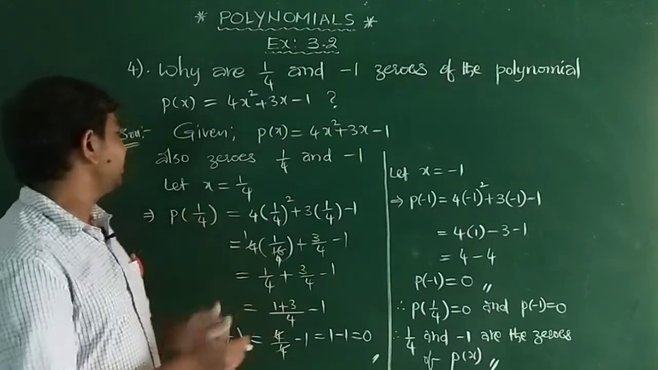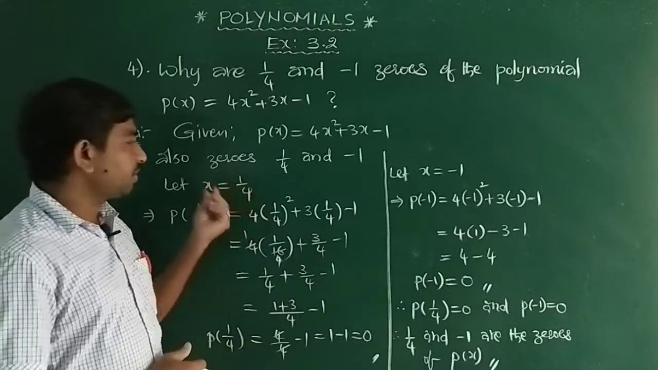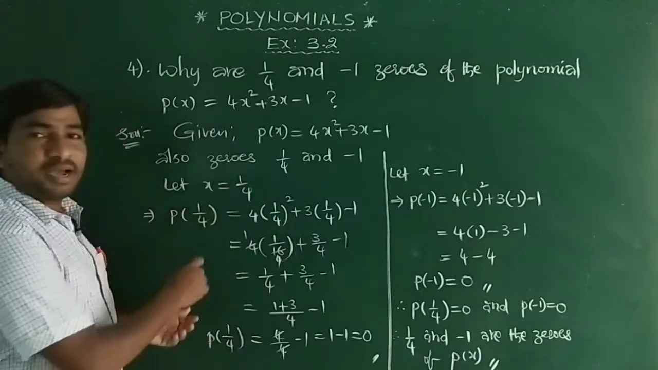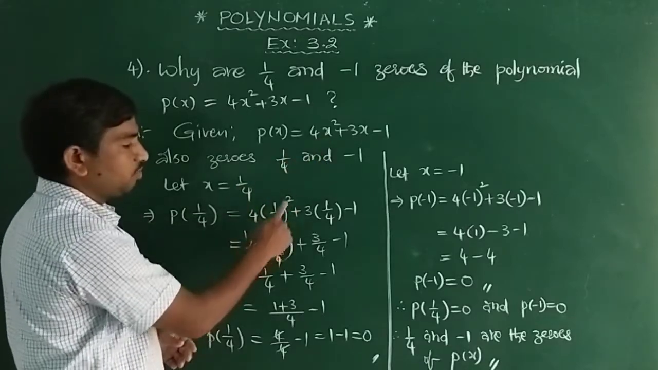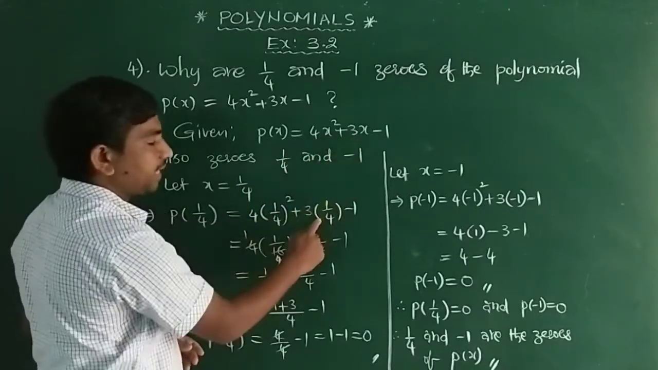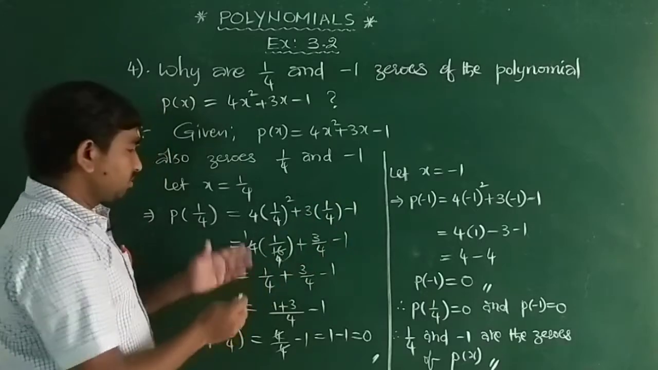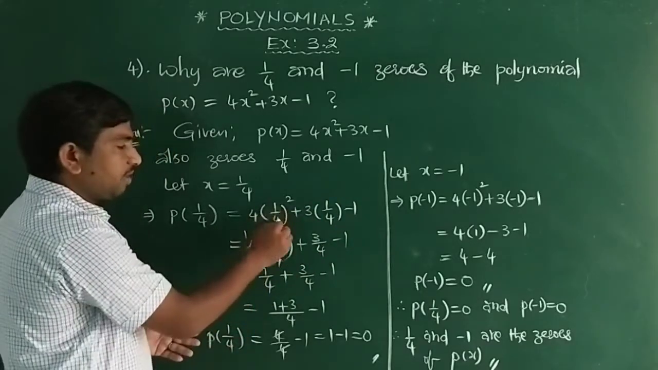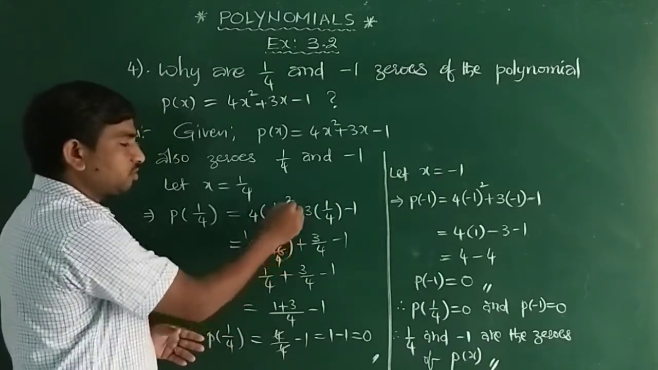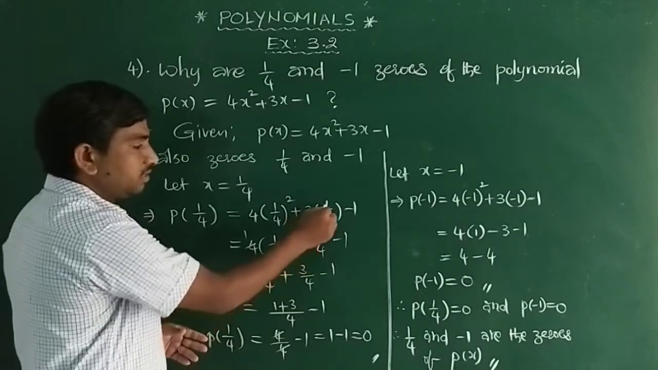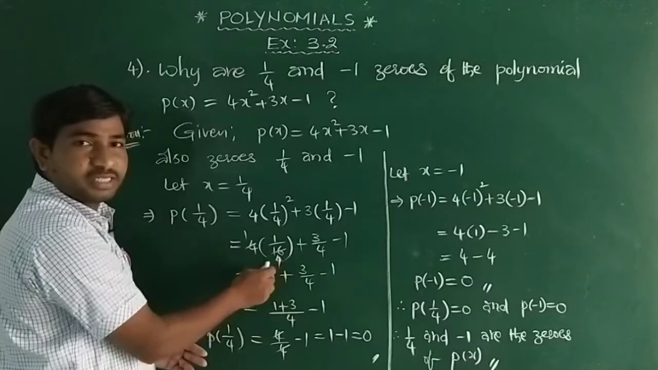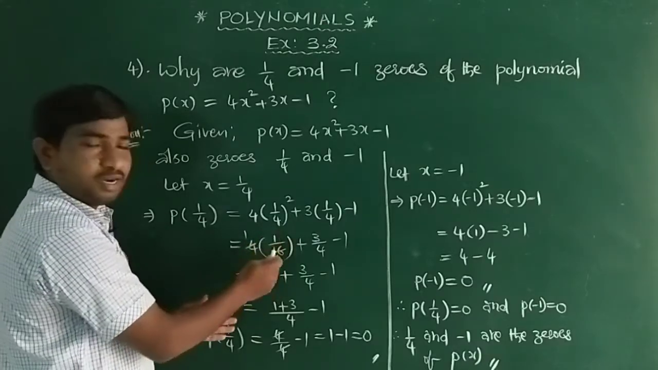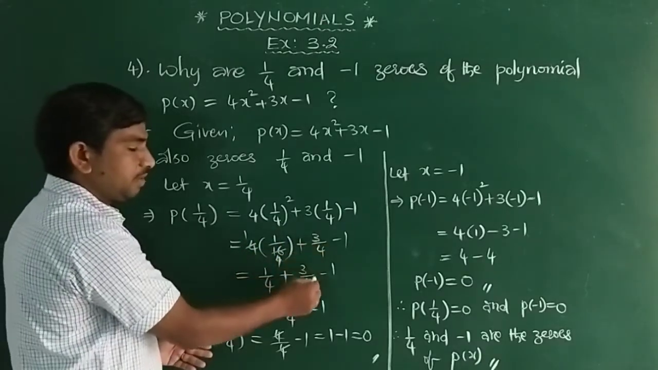So first let x = 1/4. Now substitute: p(1/4) = 4 into (1/4) whole square plus 3 into (1/4) minus 1. By simplifying, 4 into (1/4)² means 1 square is 1, 4 square is 16, plus 3 into 1/4 means 3/4, minus 1. 4 and 16, you can cancel them. Finally we get 1/4 + 3/4 - 1.